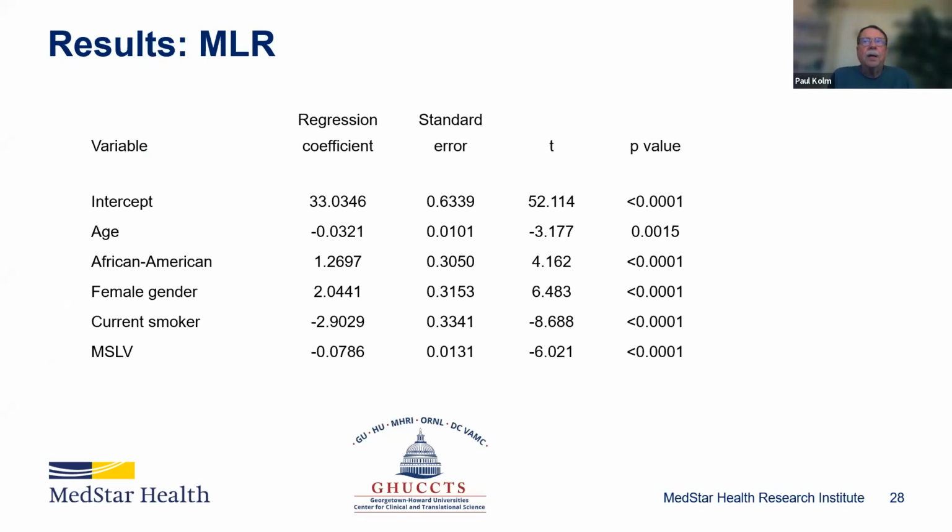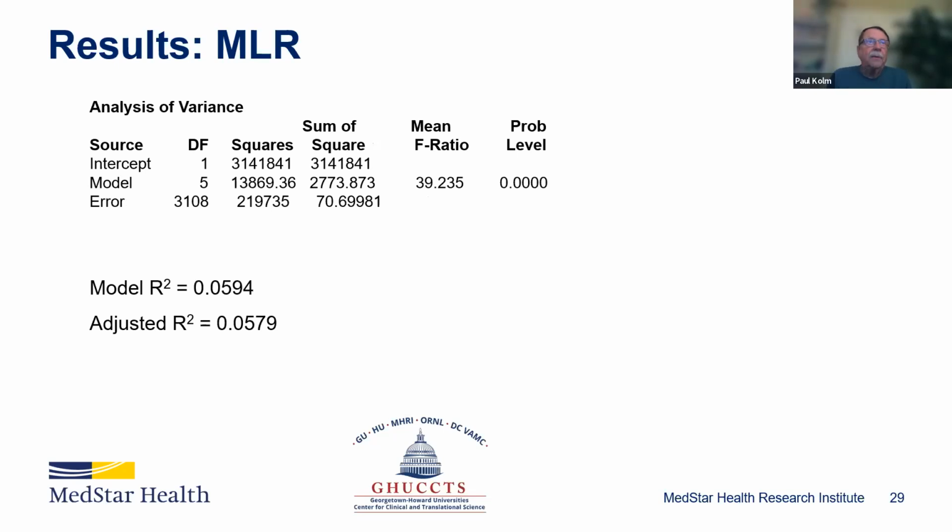So these are the results from the multiple linear regression, where we're looking at BMI as a continuous variable. You can see that all 5 of our predictor variables are statistically significant, if we're looking at just the p-value for each predictor in the model. And this is our analysis of variance table.